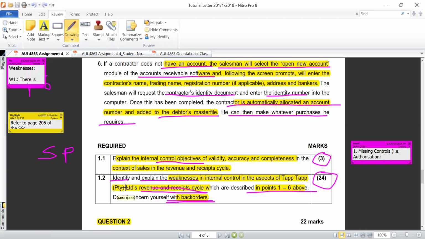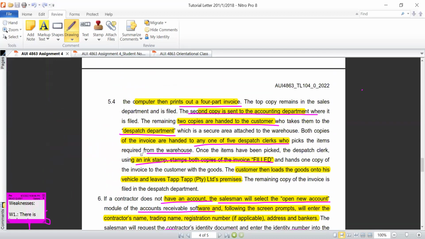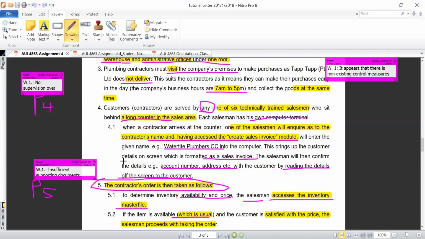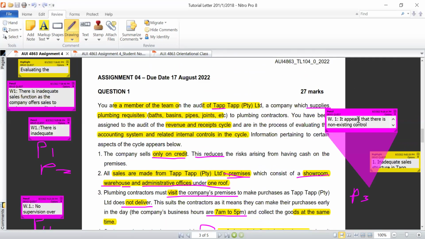Question 1.2, where they ask you to identify as well as to explain the weaknesses in internal control in the aspects of TAP Pty Limited's revenue and receipt cycle, which are described in points 1 to 6 above. Notice, do not concern yourself with back orders. Quite interesting. Notice this question is worth 24 marks. And these 24 marks are coming from identifying weaknesses from point 1 to point 6 as per the given system description. Now, let's have a look at the system description and begin to evaluate for those weaknesses.